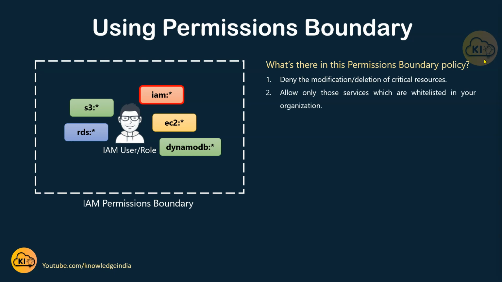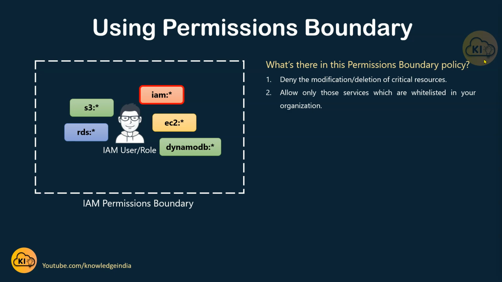See, AWS has 200 plus services. Now you can implement, using permissions boundary, a restriction such that maybe your organization has whitelisted only 40 or 50 AWS services that are getting used. So you can implement it using permissions boundary so that you will whitelist only those 40 services.